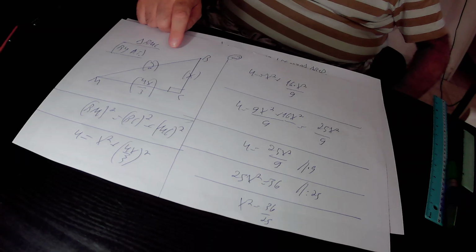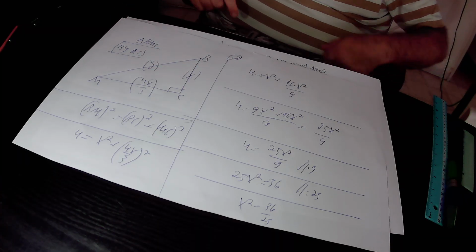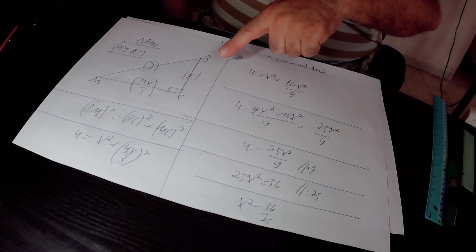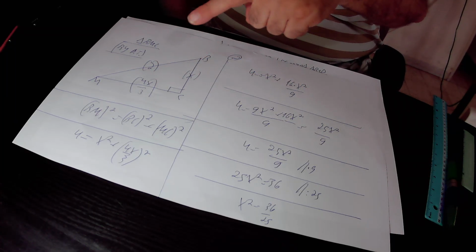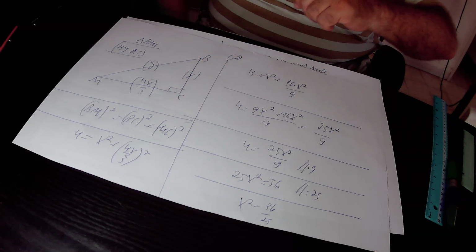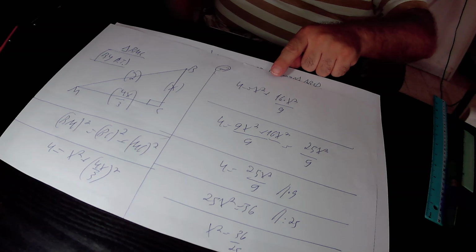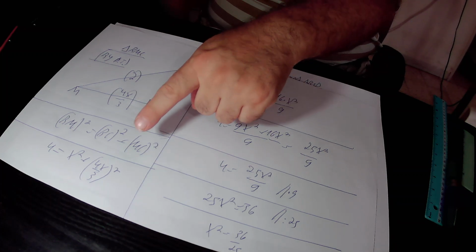BM is 2, therefore BM squared is 2 squared, that is 4, and is equal to BC squared. BC is x, therefore BC squared is x squared, plus MC squared. MC is 4x over 3, therefore MC squared is (4x over 3) squared. So in total, we found out that 4 equals x squared plus (4x over 3) squared.